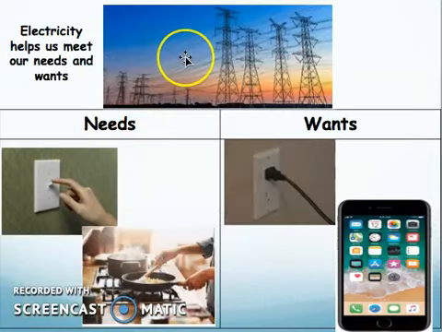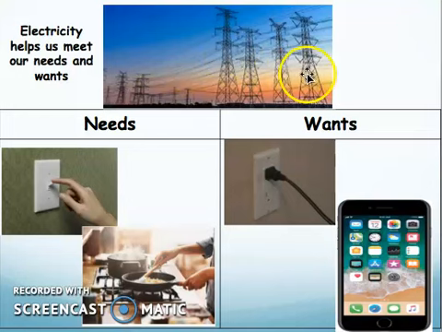So let's think about how electricity helps us meet our needs and wants. So let's look at this chart. Right, it has two sides. On one side, we have needs. On the other side, we have our wants. So I put light on this side that says needs because electricity gives us light, and light is a need. Light helps me see when it is dark. So if it's dark and it's night, the light helps me see. Without it, we would not be able to see in the dark.